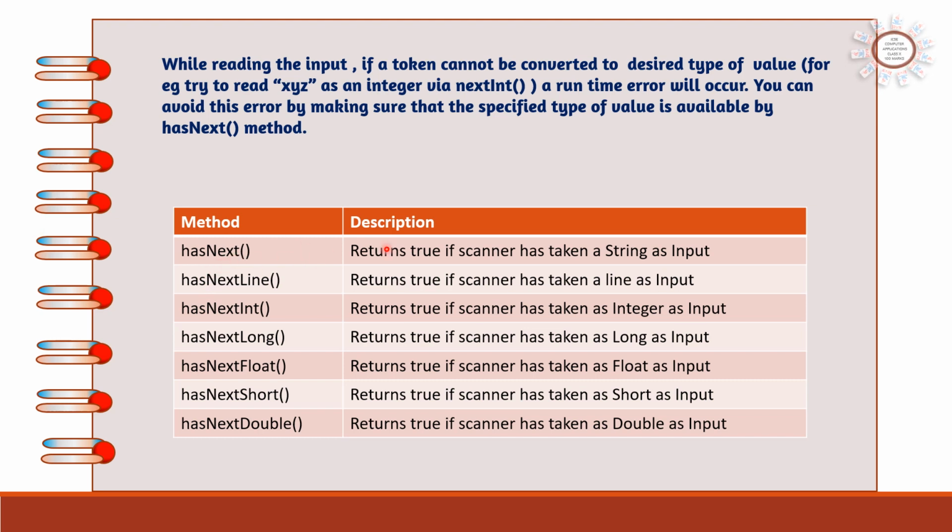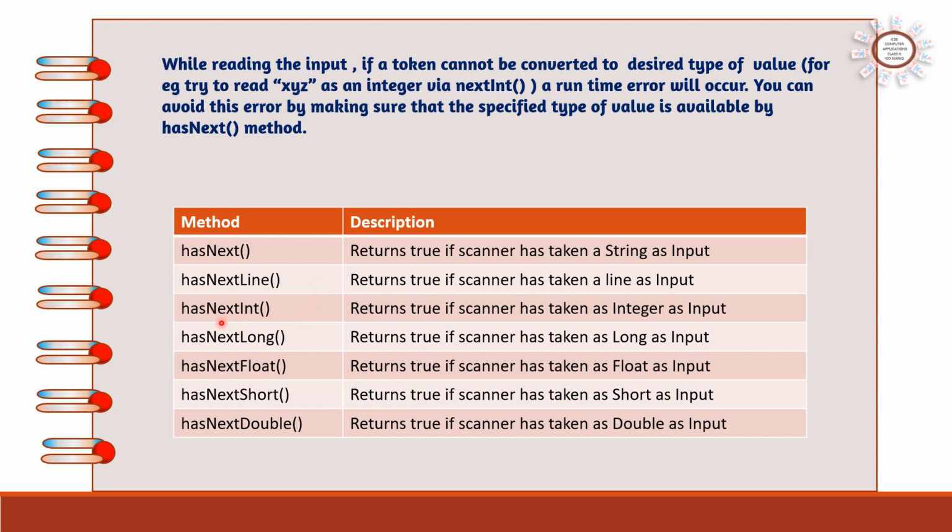So here hasNext will return true if the scanner has taken a string as input. hasNext means next is for string, and hasNext will check whether it is a string or not. If it is a string, the answer will be true. hasNextLine, you remember, is for accepting a sentence, and if the scanner has taken a line, sentence or a word as input, the return value will be true. It will not show any error. And in this case, with hasNextLine, if you are inputting an integer, the error will be shown.